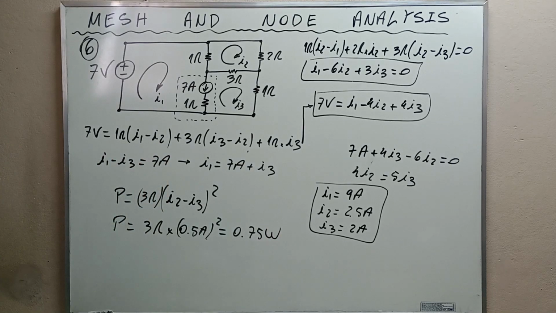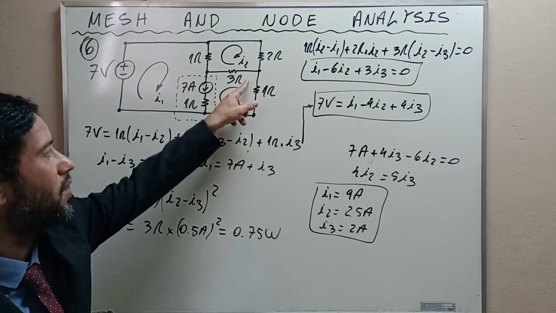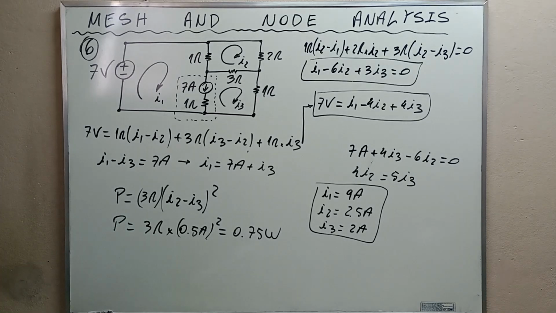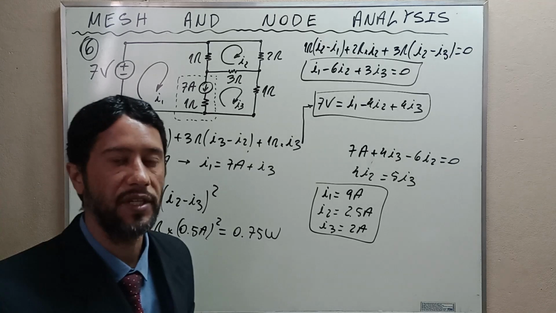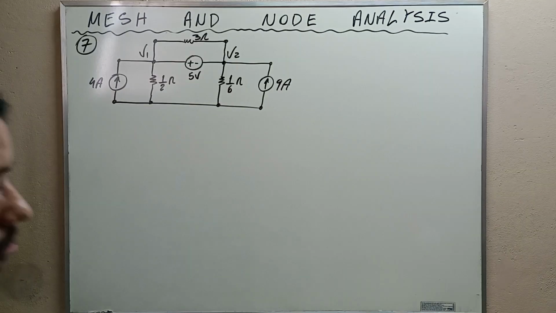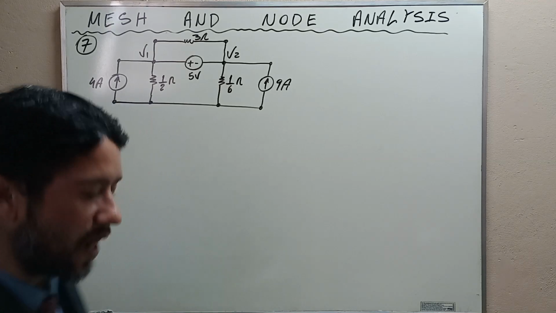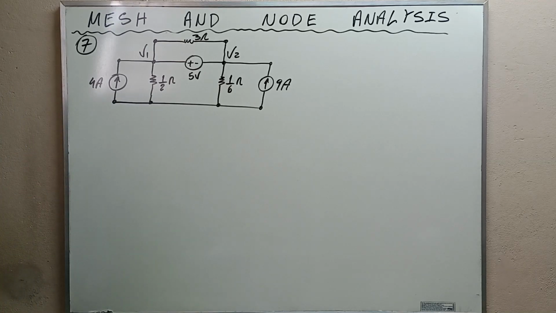Alright, my friends, and this is precisely the solution of the exercise. This is the power dissipated in this 3 ohm resistor. Okay, my friends, and this is all for exercise number 6. Let's go next. Let's go to exercise number 7. Exercise number 7, for the circuit of the figure, determine the voltages V1 and V2. Okay, my friends, this is the exercise. Let's go to the solution.